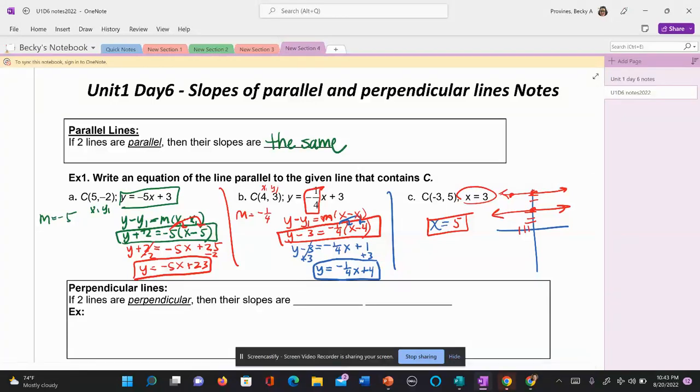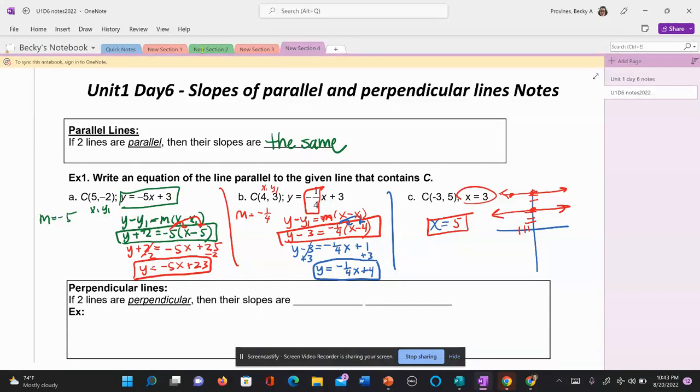Hi guys, we're going to go through some of this parallel and perpendicular stuff, and I'm going to go kind of quick, but you have the ability to slow down the video, to pause the video, so please do so if I start going way too fast.